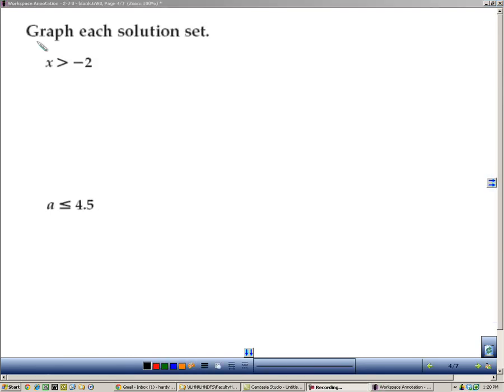Now we have to have a brief discussion about graphing. Here we want to graph all the numbers that are greater than negative 2. Well, the last time we talked about graphing on a number line, we only included the digits that were whole numbers or integers. We only included dots on the number line. But now that we've introduced this idea of fractions, we're going to graph in a slightly different way.